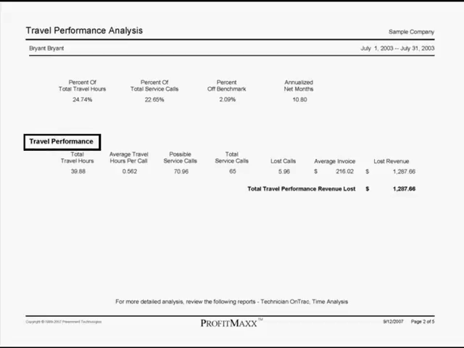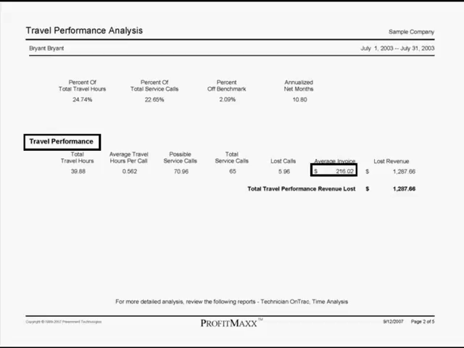Under the time performance section, we can see that Bryant spent a total of 39.88 hours behind the wheel. Our benchmark for average travel is 0.562. He had a total possible service calls of 70.96. That's what he should have hit. He actually only got to 65. So he had lost service calls of 5.96.